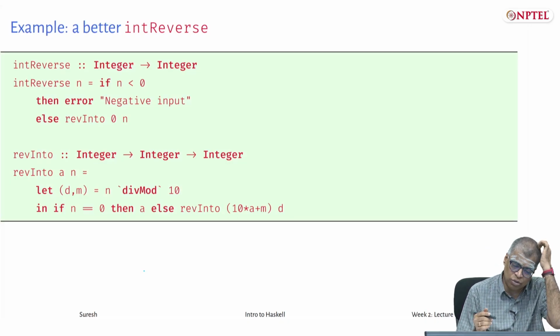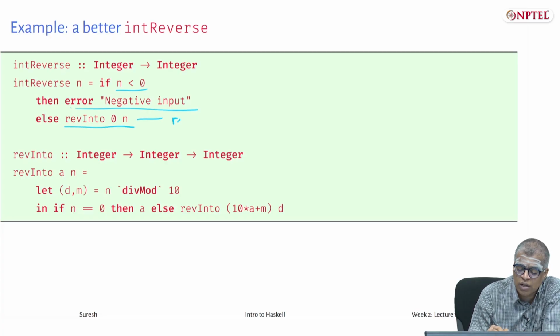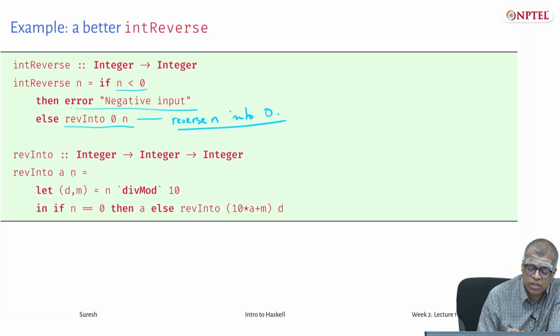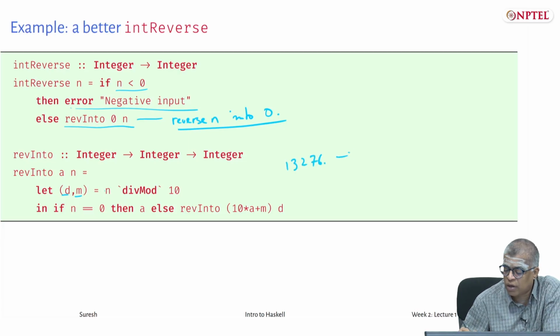So here is the function. So intReverse of n, if n is less than 0, I just say error. Otherwise, I reverse n into 0. Okay, so read this as reverse n into 0. And reversing some n into an accumulator a is nothing but first compute d, m to be n divMod 10. d stands for div and m stands for mod. So if I have 13276, this operation will return the pair 1327 comma 6, and then what do you do?